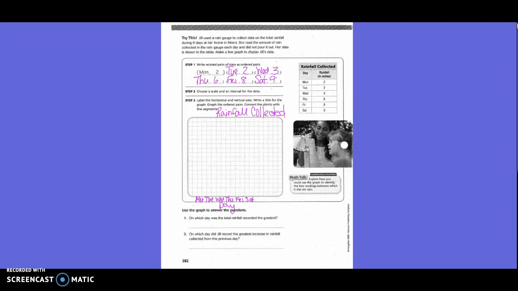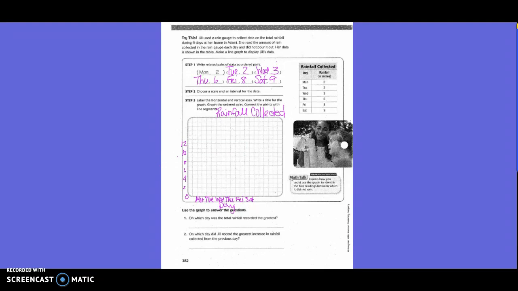And then over here, what are we going to do? Start out what? Can we start at 0 and then go by 2s? Yeah. So 2, 4, 6, 8, 10, 12. Do we need to go any more? No. And what's our y-axis going to be called?